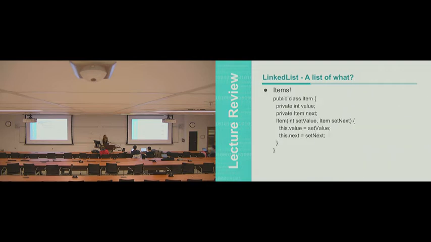So it probably looks something along the lines of this. In this instance, I'm just having integer values. So public class item, and then if we wanted our data to be private, we set private int value. And then we actually have the reference to the next item, so private item next. And then we can have a constructor here where we just set the value and set next. So if we're doing this initially with one item, we could just set next to null. And then as we add more items, we'll set next to whatever element that we wanted to point to.